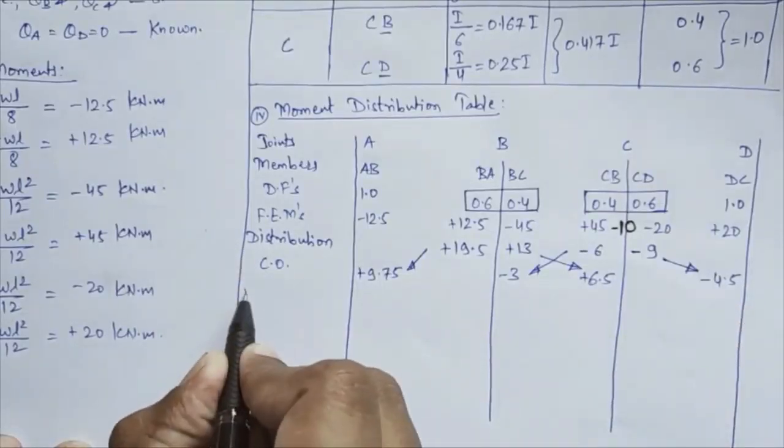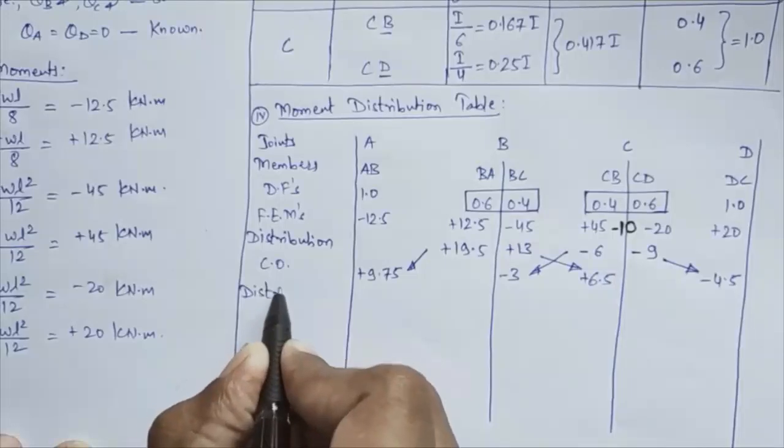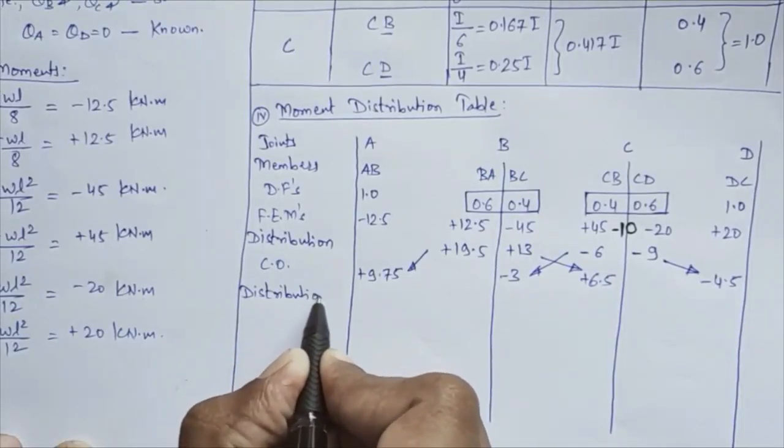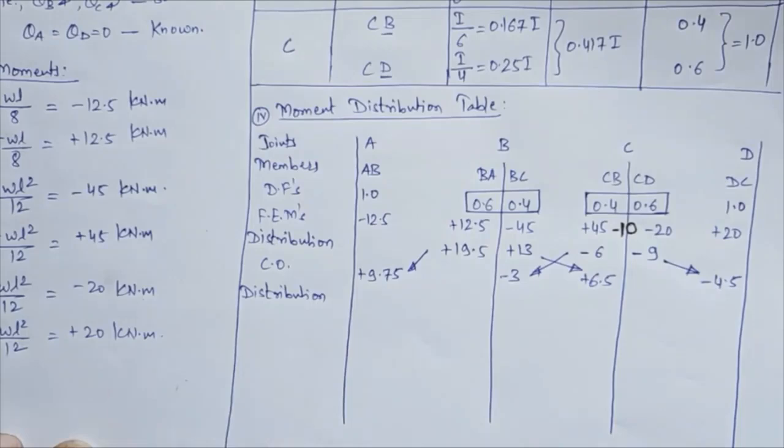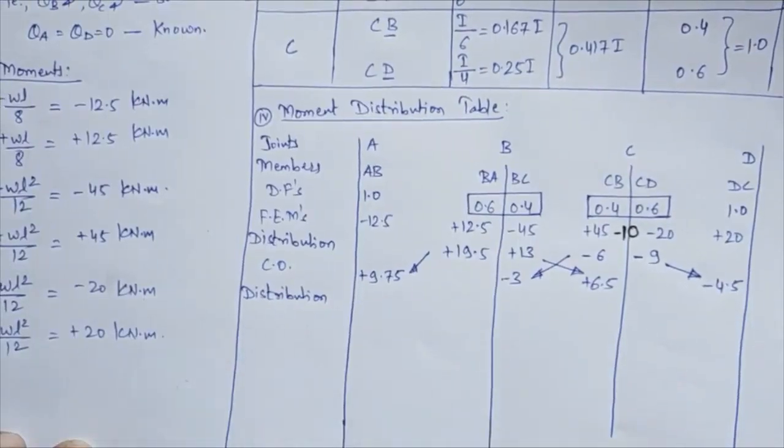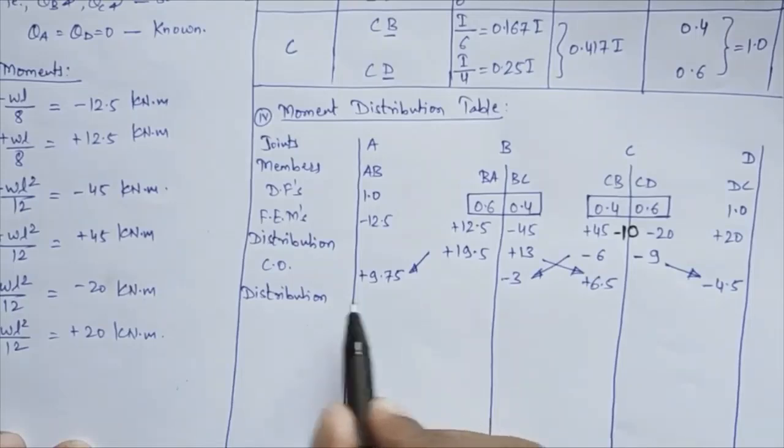Okay, next again we will be carrying out the distribution over there. You have to perform a minimum of 2 to 3 cycles, until the answers are coming close to 0 point or not. So for this distribution, check which moment you have to distribute.